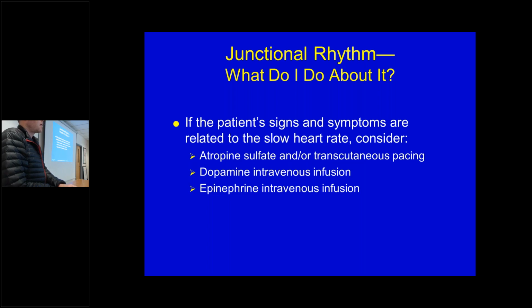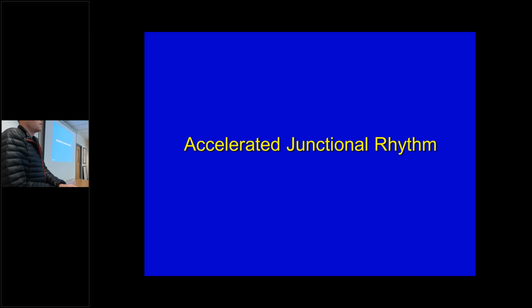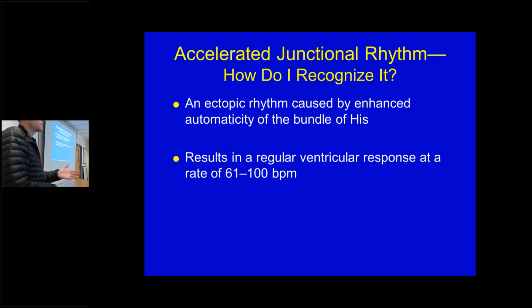If the symptoms are because of a slow heart, the AV junction's taking over but it's not beating fast enough, you can give atropine, you can pace them, you can give dopamine, you can give epinephrine, any of the above. So an accelerated junctional rhythm, that's just when it's faster, right? What's the normal automaticity of the AV junction? 40 to 60. So if it's going 60 to 100 and it's a junctional rhythm, then it's just an accelerated junctional rhythm. That's easy enough, right?